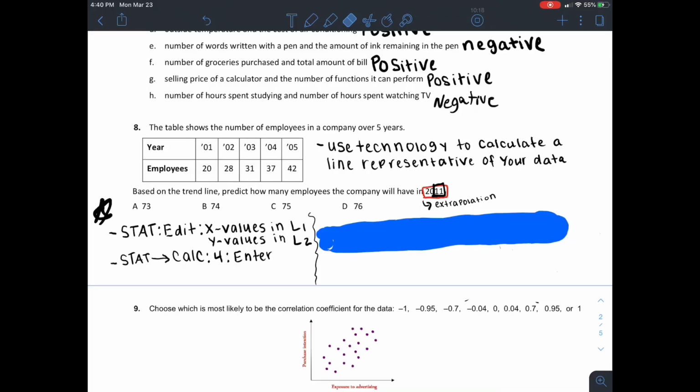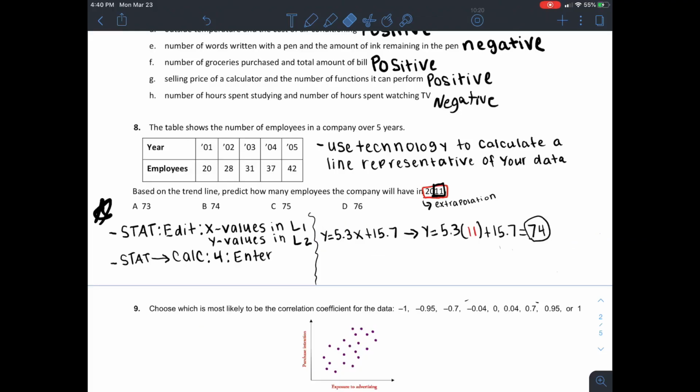So my line of best fit that I got from my calculator was y equals 5.3x plus 15.7. I substituted 11 for the 11th year and got 74. So our answer would be B, 74.